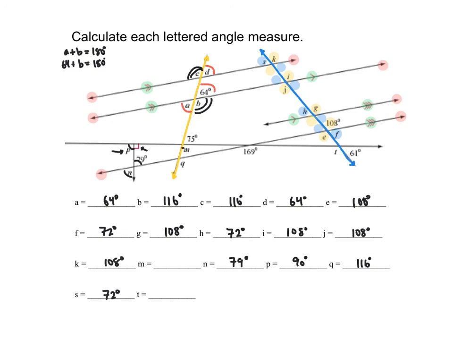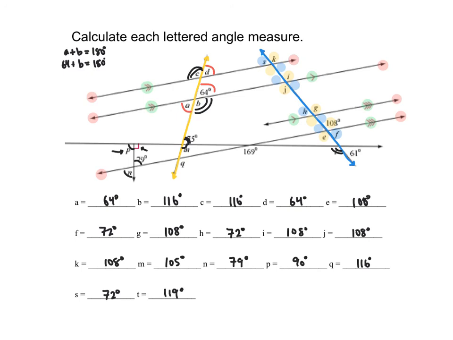Angle M, this little acute angle right there, and 75 add to 180, so angle M should be 105. And then finally, angle T and 61 are supplementary, also called a linear pair. Therefore, T should be 119.